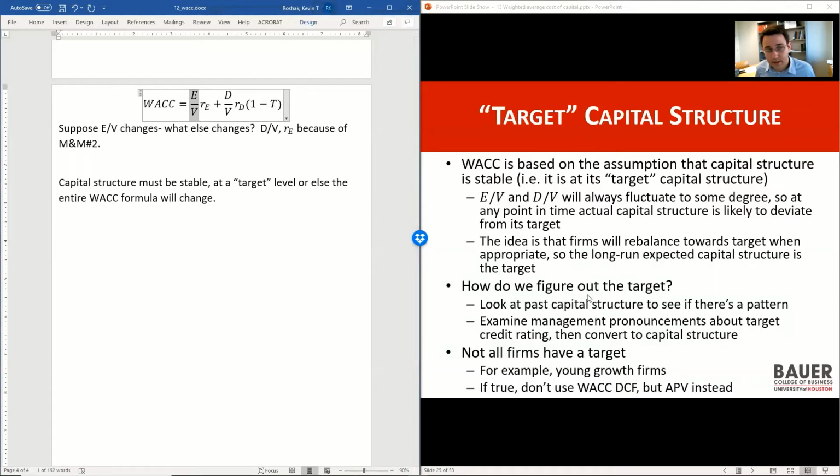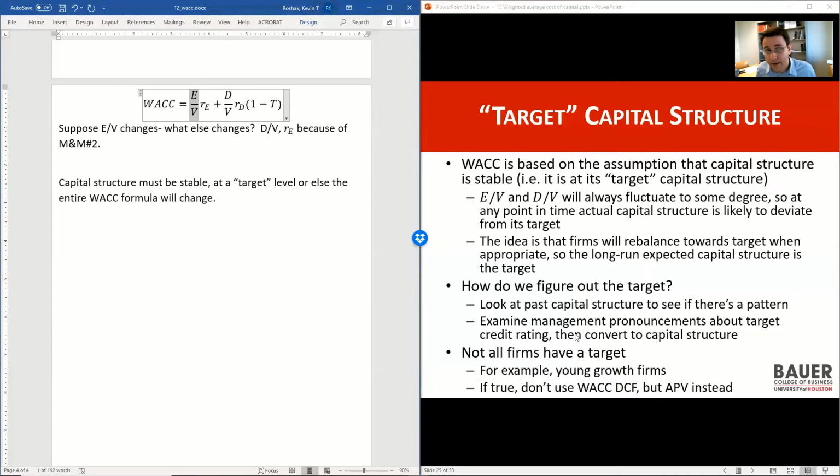You could just look at the capital structure in the past. If it's pretty stable over time, then you figure out if on average it's been half debt, half equity. Well, that's probably the target. That's probably what they're shooting for. Or you could look at what management is saying. The CFO is going to tell investors what the plan is for the company's capital structure. And so you can use that to infer about the company's WACC.